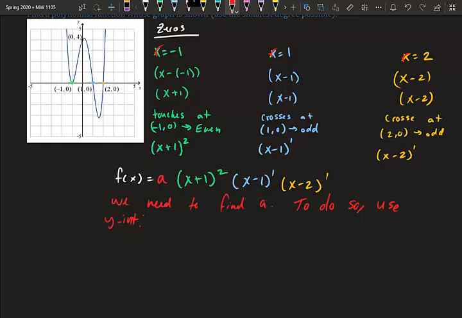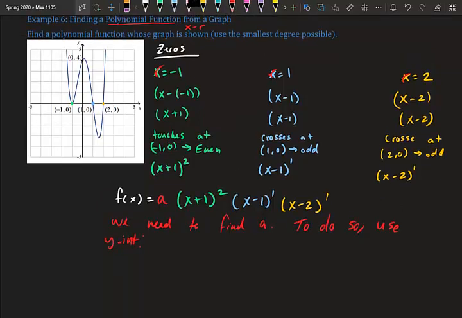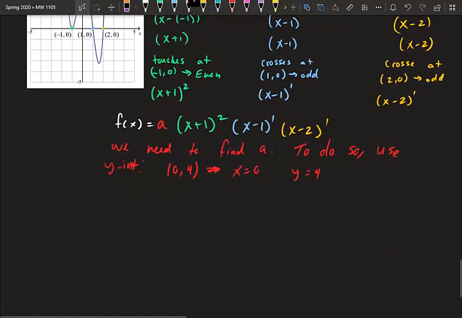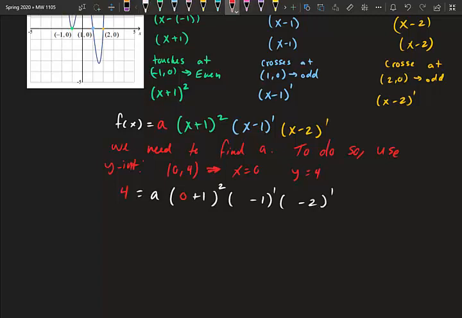to find a, we use the y-intercept. The y-intercept is 0, 4. So that means x is 0 and y is 4. We're going to plug it in. So we have 4 equals a times x, which is 0, plus 1. Just going to fill these in. So we just replace all of our zeros with x's and simplify.